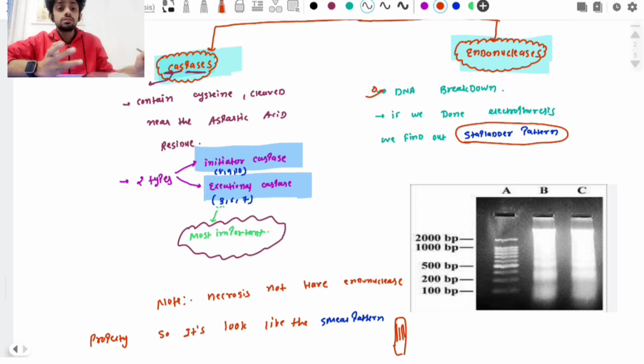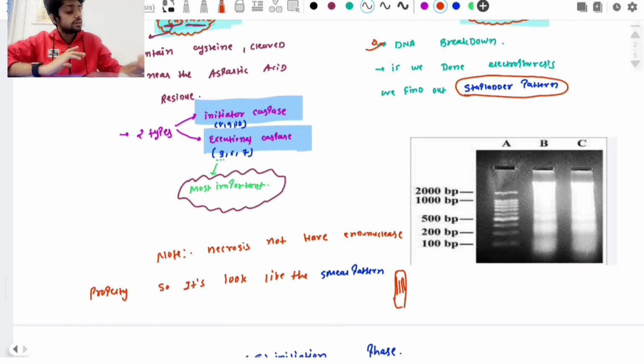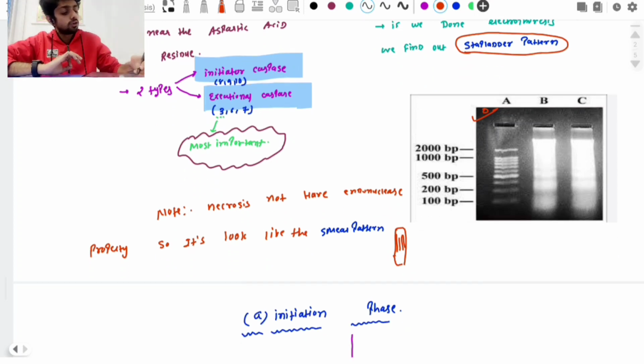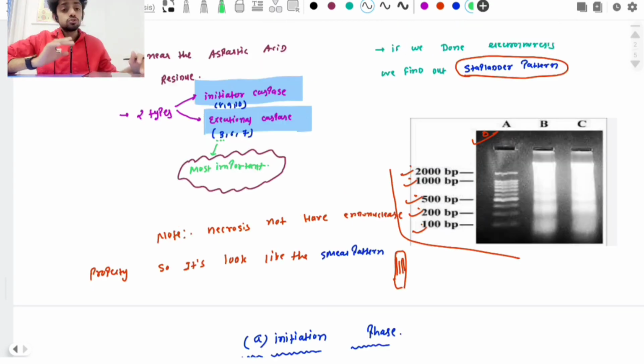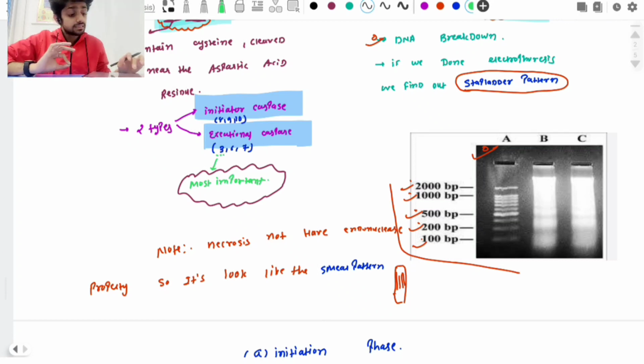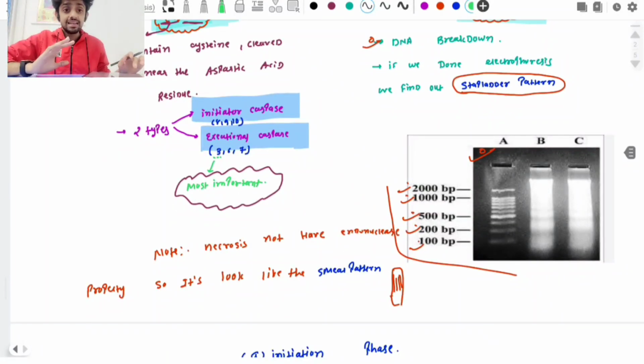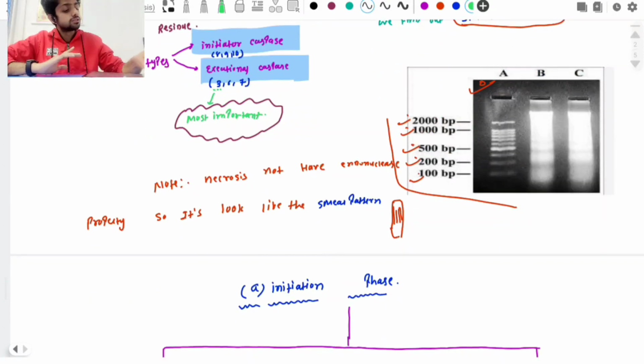Now guys, you may be confused. What is the meaning of step ladder pattern? In gel electrophoresis, we can see small segments. These are your base pairs, like adenine, guanine. At one area 2000 base pairs are present, at another 1000, then 500, then 200, then 100, stepwise, because of fragmentation of DNA. So it indicates the activity of endonucleases, and the cell is under apoptosis. It is also one hallmark feature to find out whether a cell is under apoptosis or not.